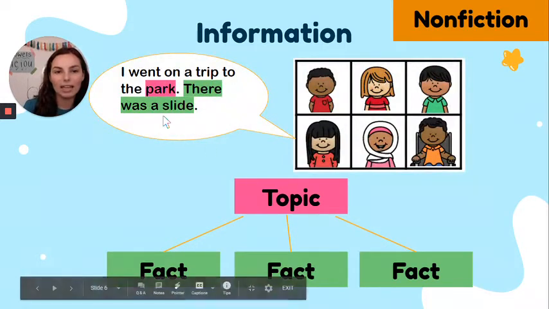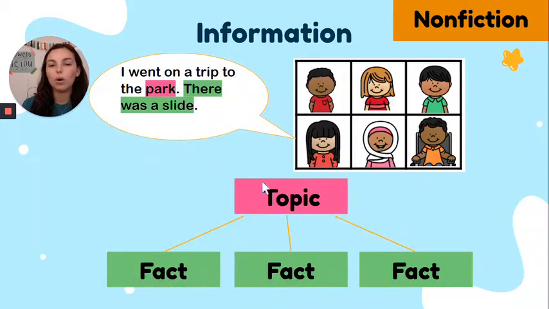So I highlighted these parts of the sentence that she was saying. I went on a trip to the park. The whole topic that the girl is talking about is a park. Now, the topic doesn't change throughout the whole time she's talking. It's all about her going to the park.